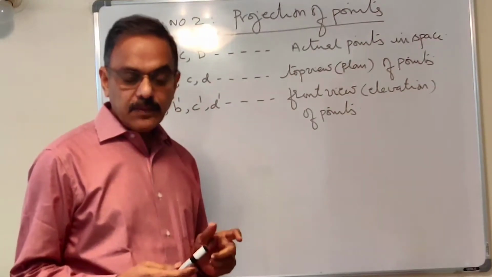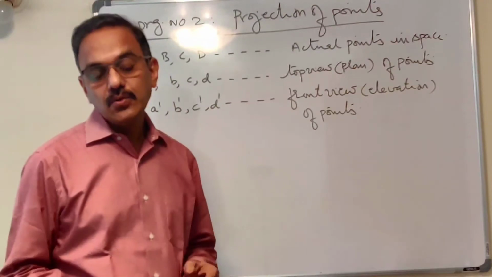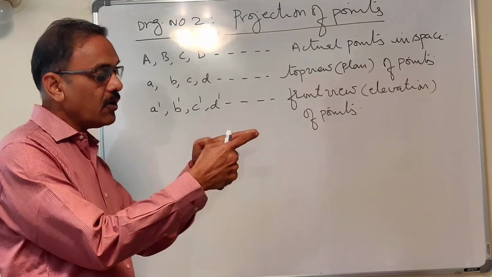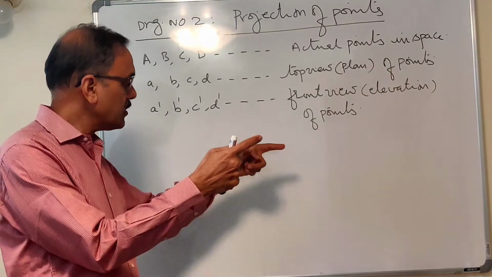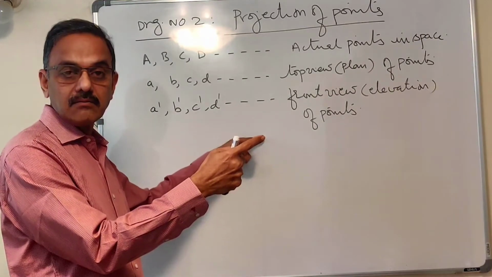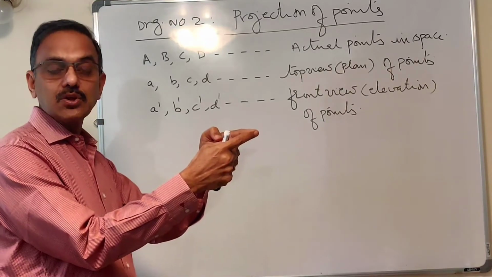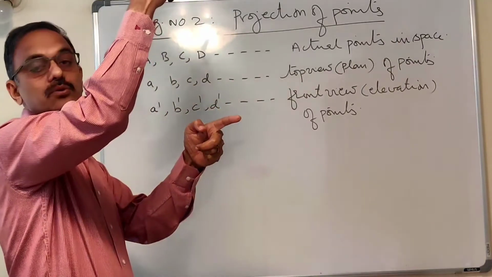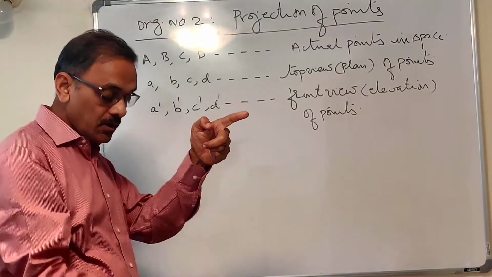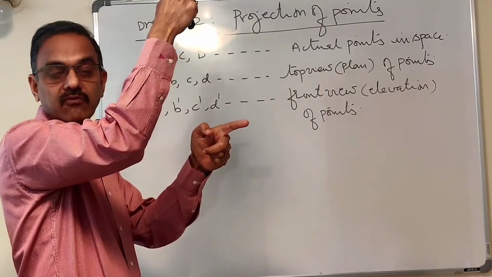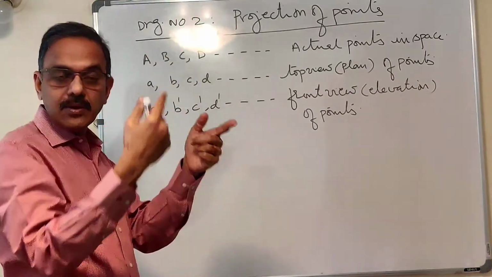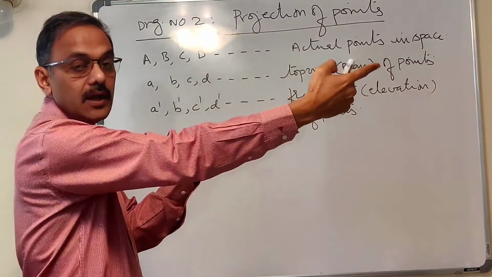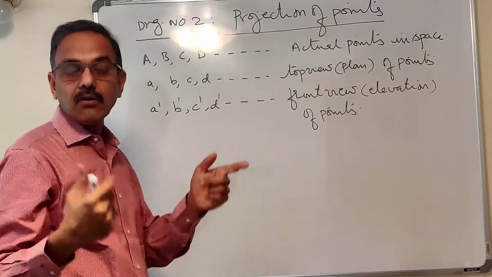But let me explain the definition of a front view. Let us say there is a point here in space. If I want to get its front view, I project it onto the vertical plane. If I want to get its top view, I project it onto the horizontal plane, either onto the ground or onto the roof. We call it the top view. Similarly, if I want to get the side view, I project the point onto either the right wall or the left wall, depending on what view you want.